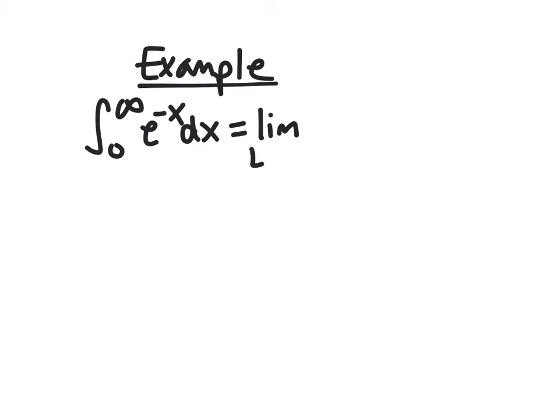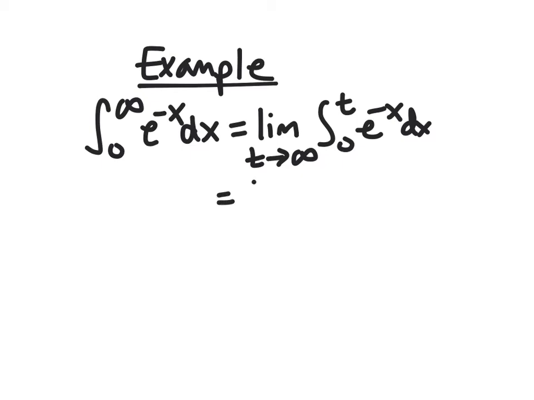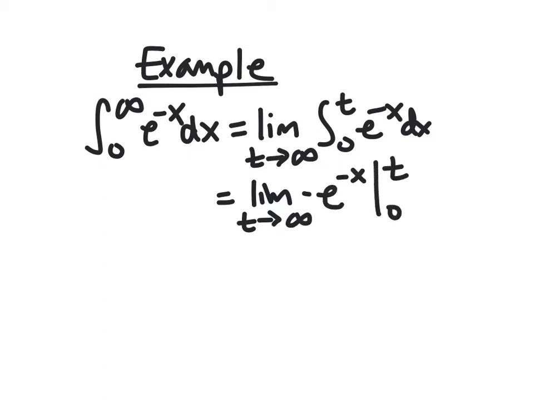So the issue is this upper bound, so we're going to take our integral instead from 0 to some finite t and let that t go to infinity. And then this is an easy function to integrate, right? So we're going to, again, keep our limit notation here. And then we get negative e to the negative x from 0 to t.